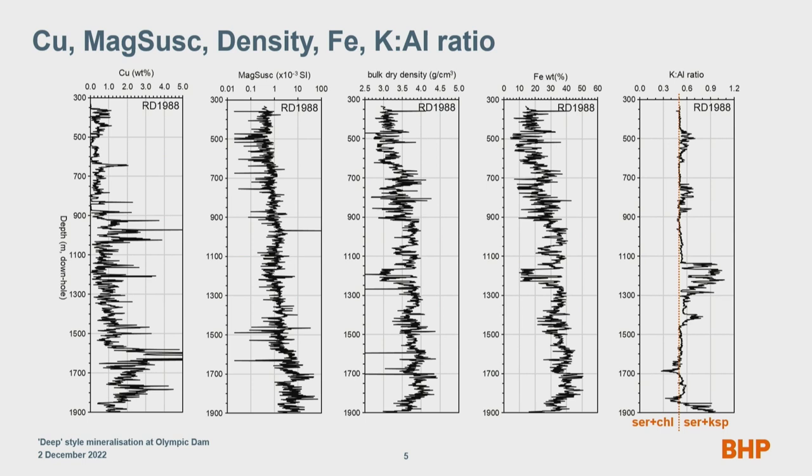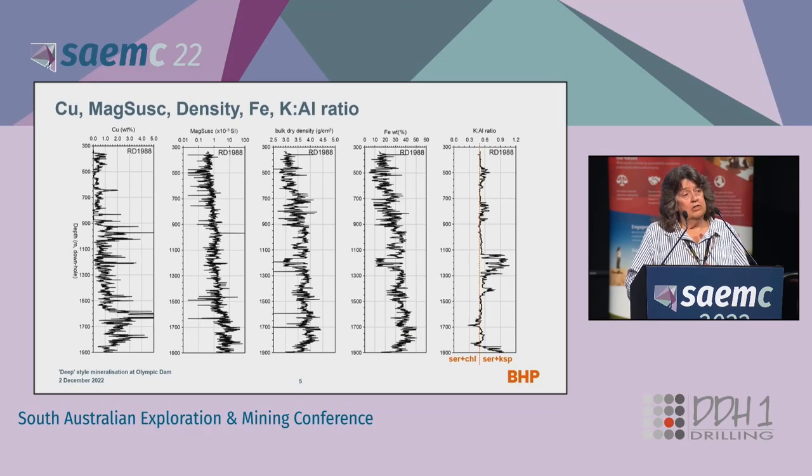The potassium alumina ratio is a really interesting thing. The little dotted orange line that we see on there is actually at 0.5. To the right of that are rocks that are dominated by sericite or muscovite, plus K feldspar. And to the left of that are the sericite-chlorite rocks. In general, this area is unusual for the deposit because usually we don't have K feldspar preserved in most of our hematite breccias. But this one actually has a fair amount of K feldspar still surviving in it.